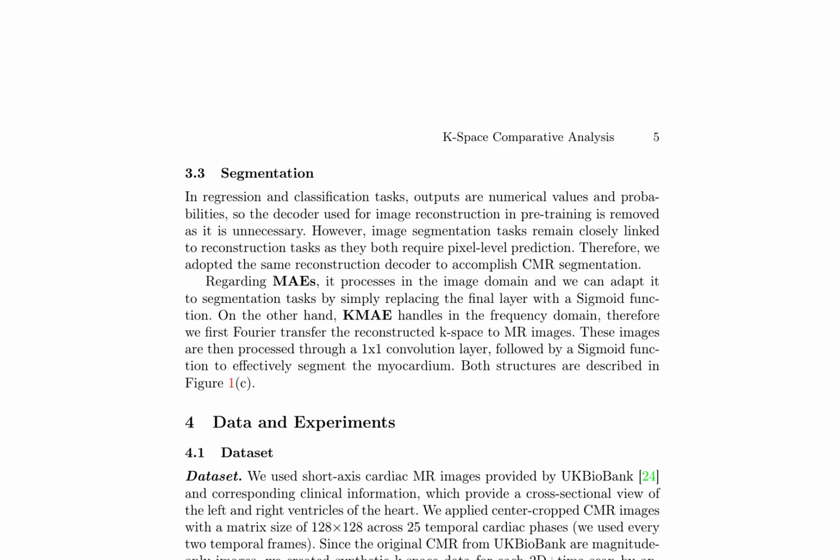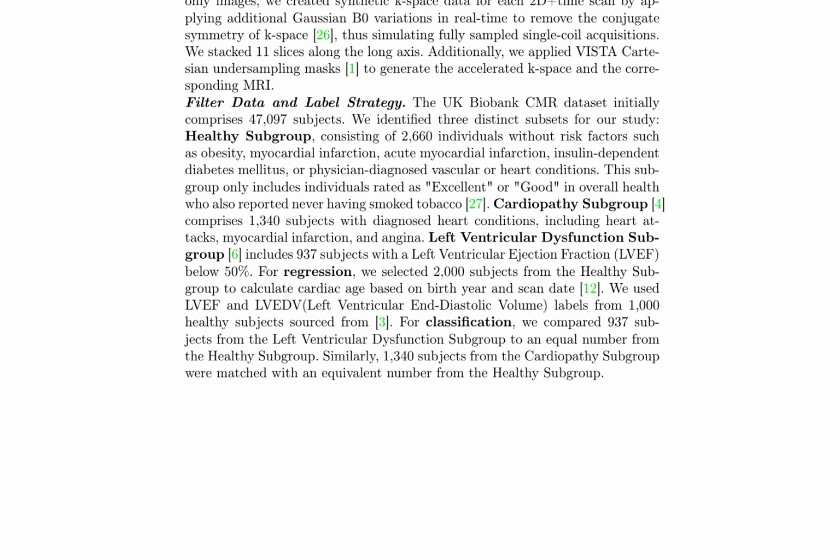The MAEs process in the image domain and can be adapted for segmentation by replacing the final layer with a sigmoid function. KMAE, on the other hand, handles the frequency domain, requiring Fourier transform of the reconstructed K-space to MR images, followed by a 1-by-1 convolution layer and a sigmoid function for segmentation. The process is detailed in Figure 1c.